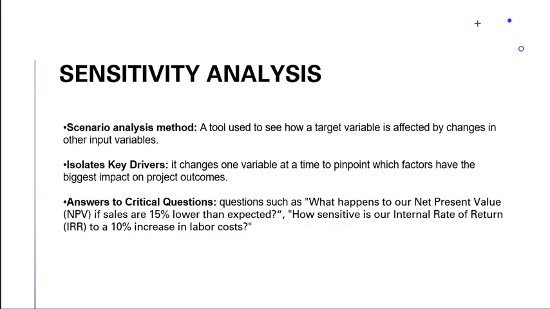The key here is that we only change one variable at a time. This allows us to isolate the variables that are the most powerful drivers of success or failure for a project. It helps us move from a single point estimate of a project's NPV to a range of possible outcomes, giving us a much clearer picture of the potential risk.